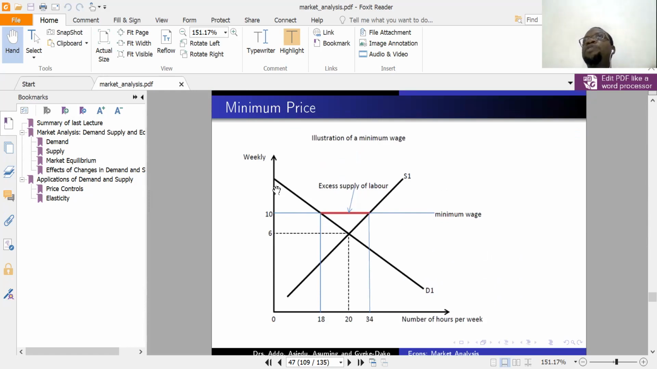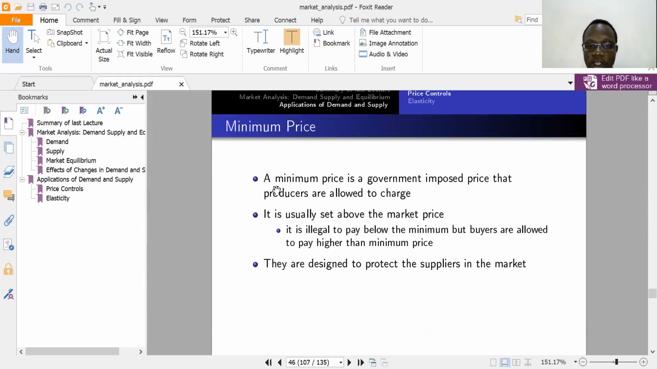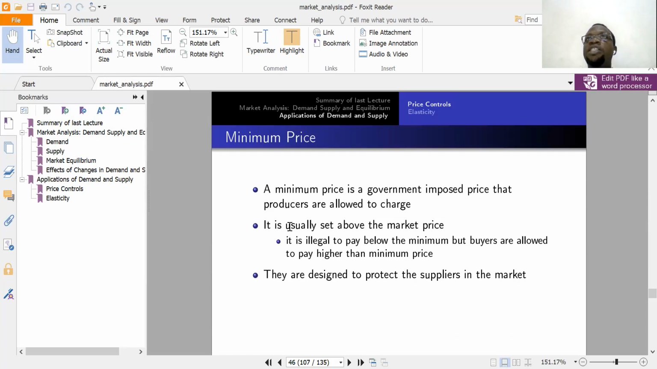So the minimum wage, if it's 10 Ghana cedis, you can pay the minimum wage, but you can also pay 100 Ghana cedis, above the price. The reason why we set the minimum price or the minimum wage is to protect workers, right? So it's illegal to pay below the minimum, but buyers are allowed to pay above. They are designed to protect the suppliers in the market. So in the labor markets, for example, the suppliers are the workers. So we protect the workers in the labor market.